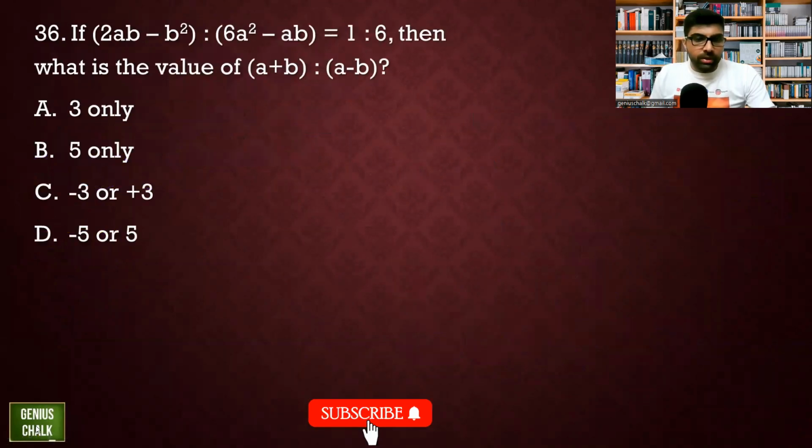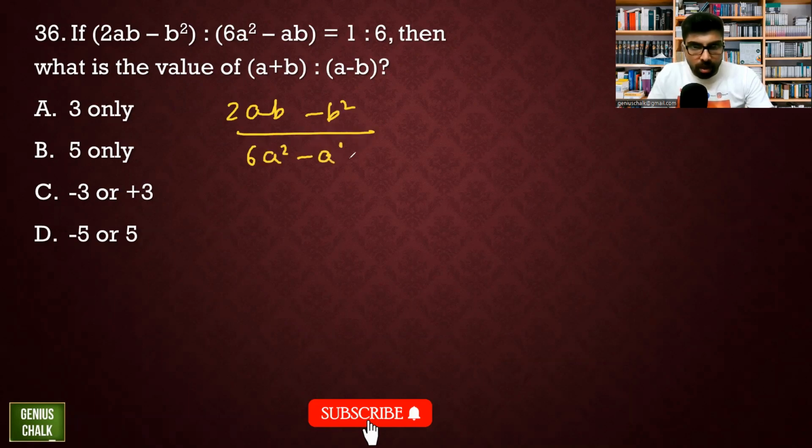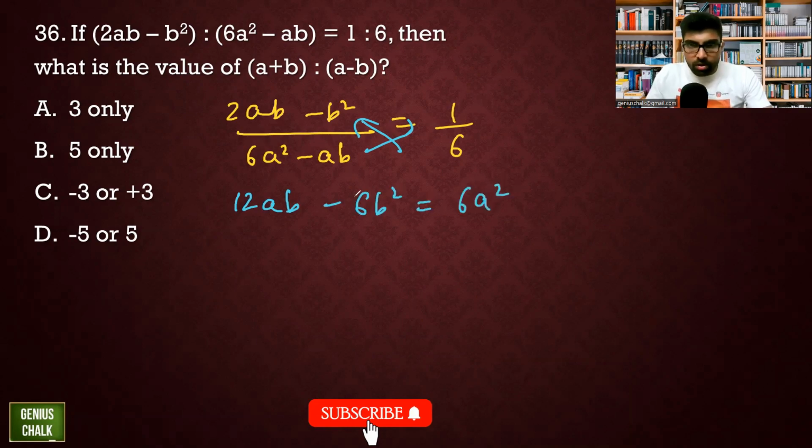All right. Next question. If (2ab minus b square) upon (6a square minus ab) is equal to 1 by 6, find the value of this. Now, if I put some values, it will not be solved because there are options with plus 3 or minus 3 also available. So we need to solve it first. It is 12ab minus 6b square on the other side, and 6a square minus ab, and this is repeated in other exams as well. So this becomes 6a square plus 6b square, and this is equal to 13ab.